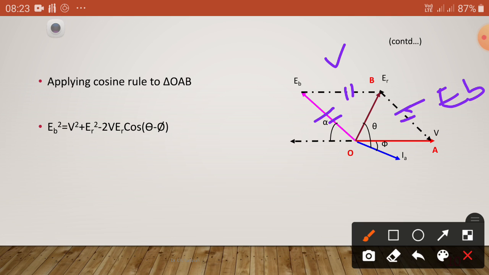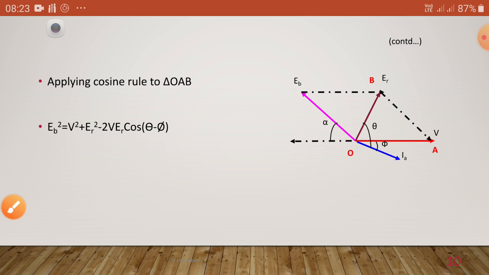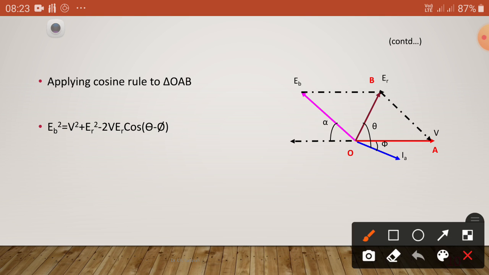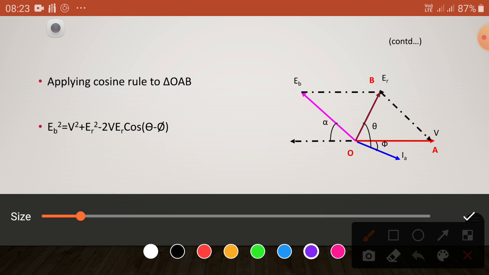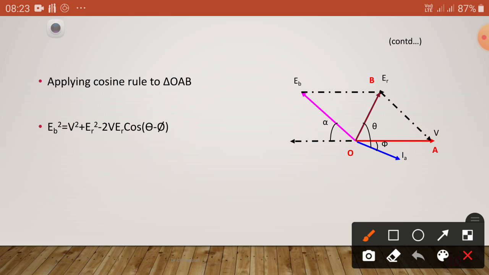So I am going to find that this is equal to ER. Based on ER, I am going to find this EB now. Once again, I am going to find this is equal to EB. I know this is equal to V based on the supply voltage. V I know from the supply.